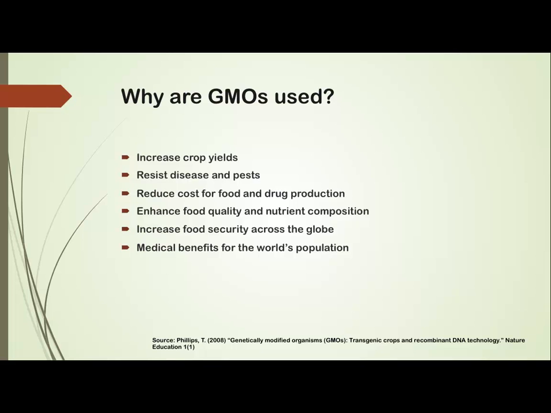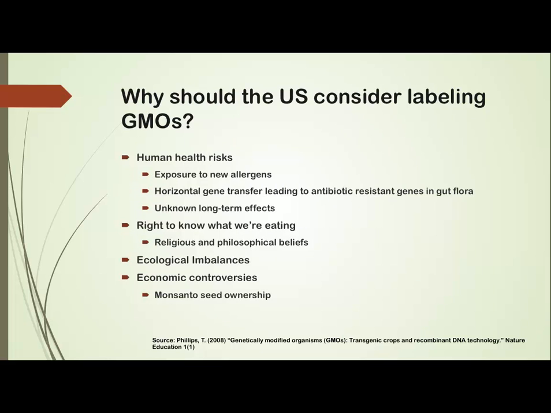GMOs are used to increase crop yields, resist disease and pests, reduce costs for food and drug production, enhance food quality and nutrient composition, increase food security across the globe, and some GMOs have medical benefits for the world's population.